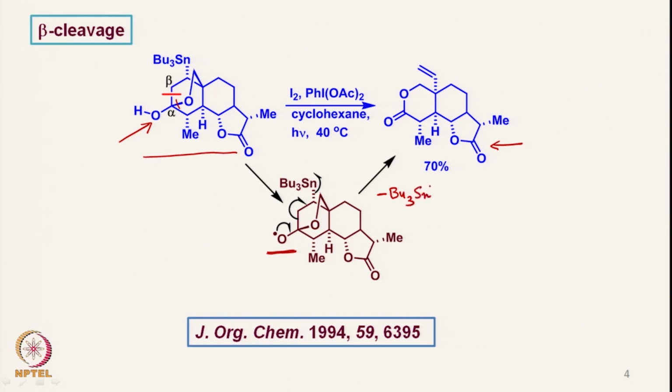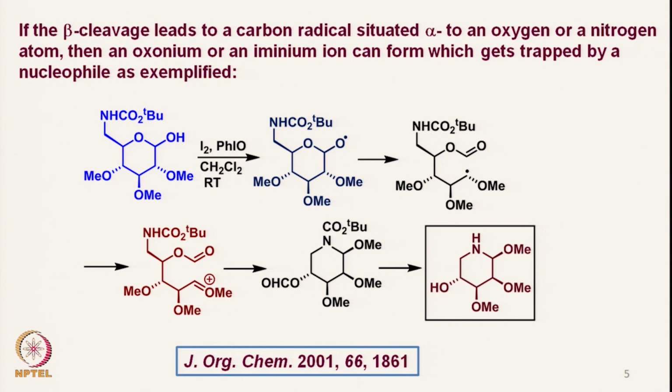Now this tributyl tin radical, once it goes off, we generate the corresponding double bond here. This double bond is coming from this part of the molecule. So this is an application of a beta cleavage, and if the beta cleavage leads to a carbon radical which is situated alpha to an oxygen or a nitrogen, then an oxonium ion, if it is next to an oxygen, or an iminium ion if it is next to the nitrogen, can form, and that can get trapped by different nucleophiles.